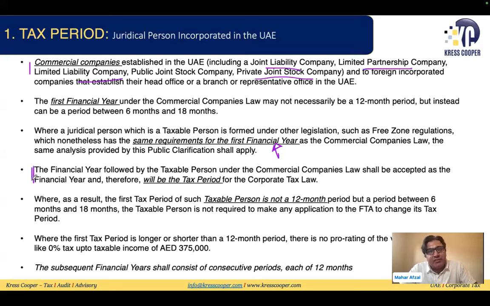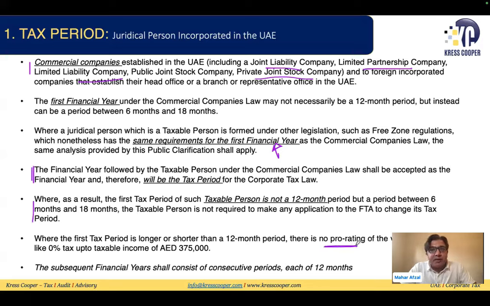Basically, what is your financial period? In most of the cases it will be the same. It will be your tax period, unless you are applying to the FTA and taking approval, then your tax period will be different from the financial period. This is important. That was the pro rata basis.